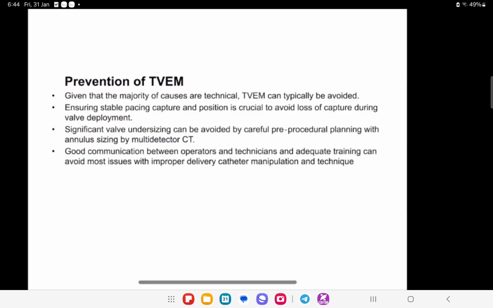Prevention of embolization. Given that the majority of causes are technical, embolization can typically be avoided. Ensuring a stable pacing capture and position is crucial to avoid loss of capture during valve deployment. Significant valve undersizing can be avoided by careful pre-procedure planning with annulus sizing by multi-detector CT. Good communication between operators and technicians and adequate training can avoid most issues with improper delivery catheter manipulation and technique.